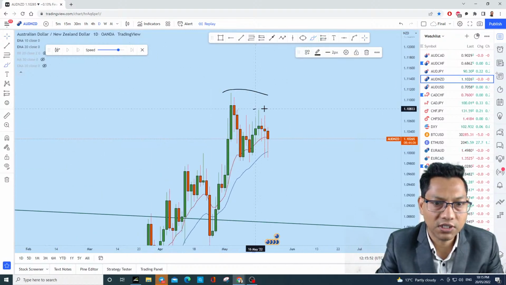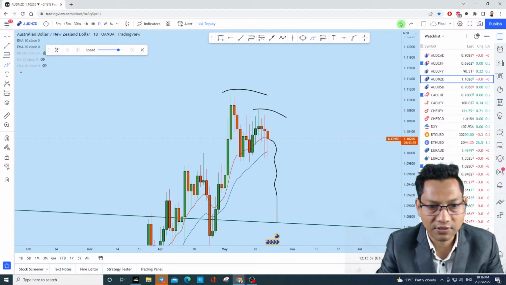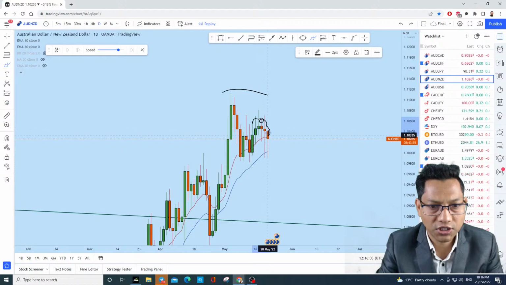Okay, resistance, and then it might come down here again. Okay, so the way we expected AUD and ZD to go up, it didn't do. You see it's creating a couple of dojis, and looks like that it will just do like this.